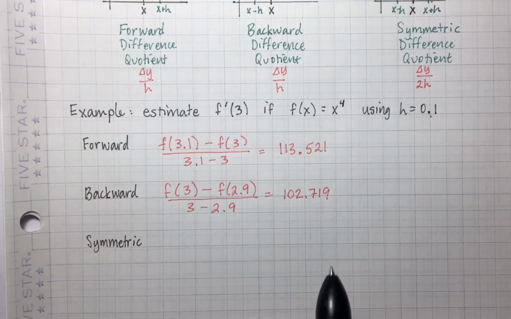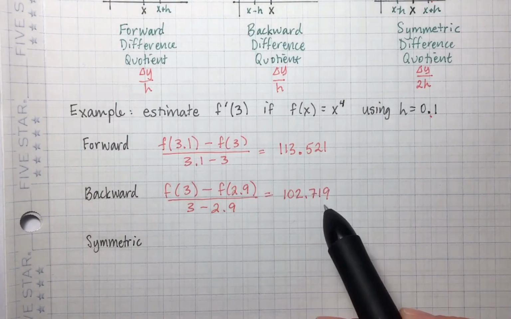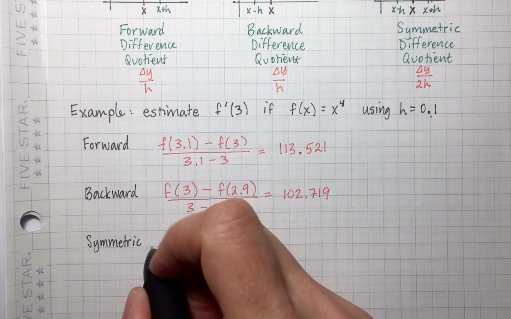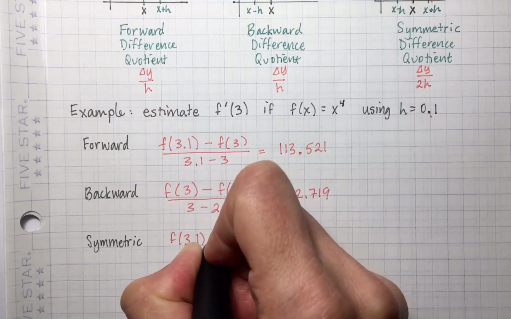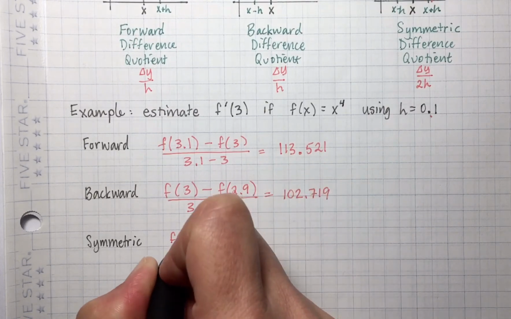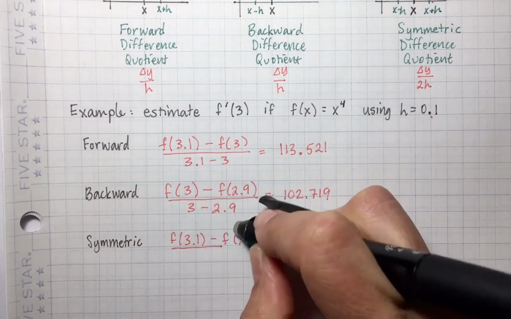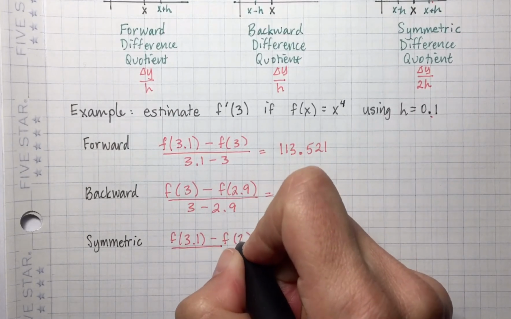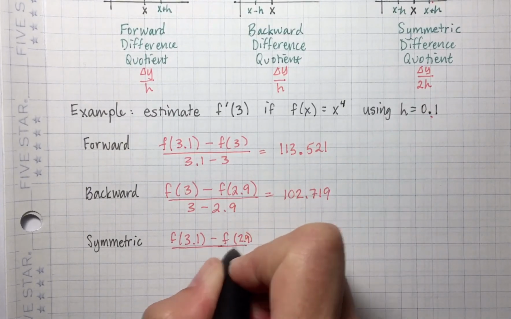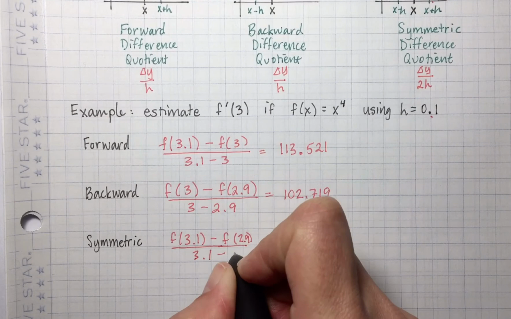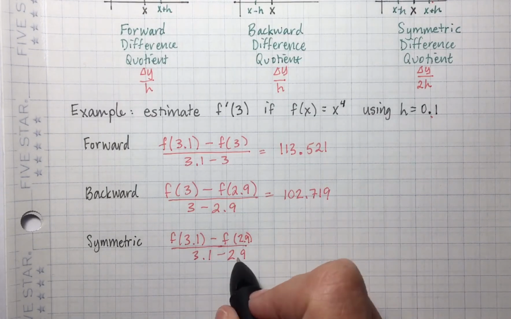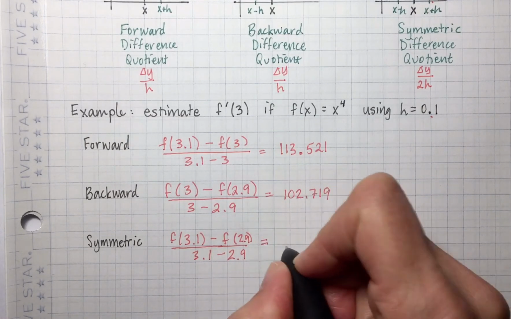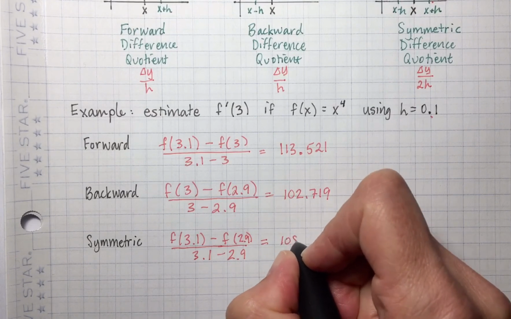We can make this more accurate though. Not that you can tell so far how accurate either of those are. But if we go with a symmetric difference quotient, so we have f of 3.1 minus f of 2.9, we're going symmetric, and we divide that by 3.1 minus 2.9. You have a bigger change in y, but you're dividing it by twice as far, the 2 times our h, the 0.2. If you throw that in your calculator, you get 108.12.